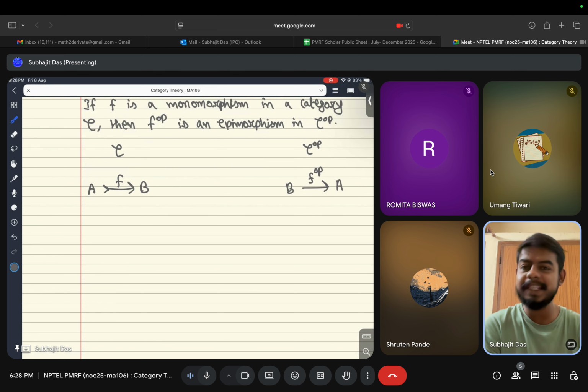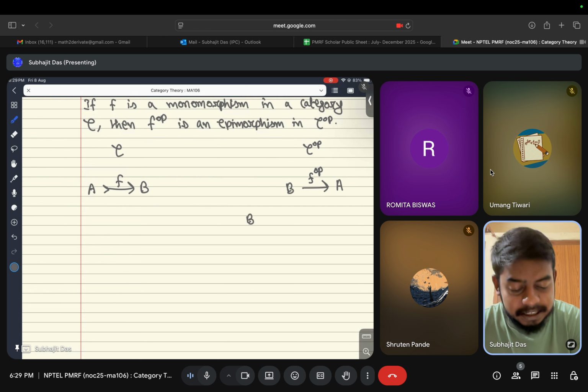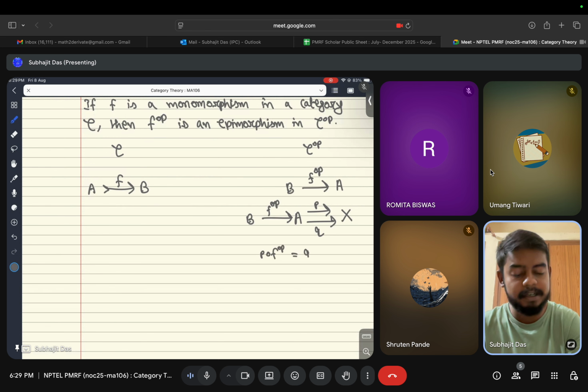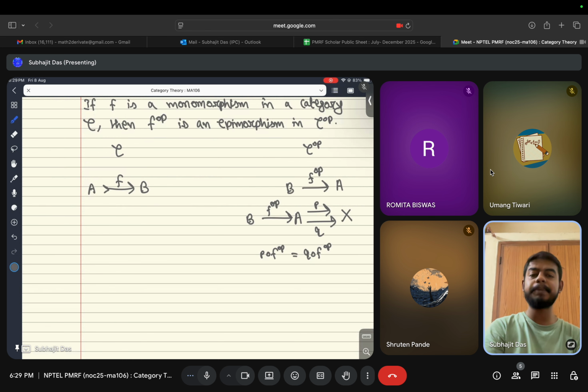So what does it mean to say that F is a monomorphism? It exactly means that F is a left cancelable arrow in C, right? To show that F op is an epimorphism, I need to show that F op is right cancelable. So if you take F op from B to A, and two arrows P and Q to some object X, such that P composed F op is equal to Q composed F op, you need to show that P is equal to Q. This is what it means that F op is right cancelable, or F op is an epimorphism in C op.